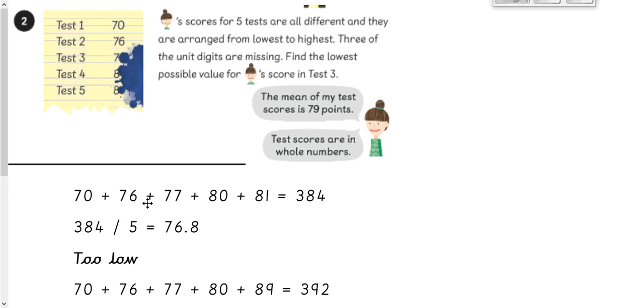So I'll put the 70, add 76, add 77, and then I picked values for the 80s, as long as they go in ascending order, so 80 and 81. Added them all up to give me 384, and then divide through by my 5 bits of data to give me 76.8 as the mean. Now I wanted 79 as a mean, so it's too low. So I'm going to make some adaptations.